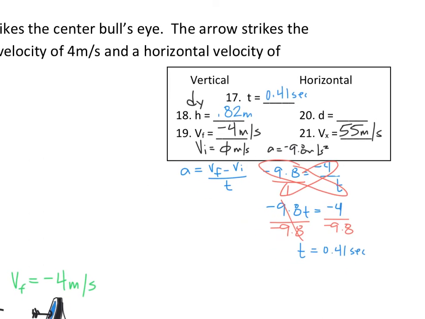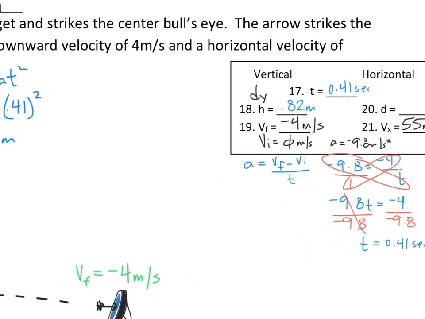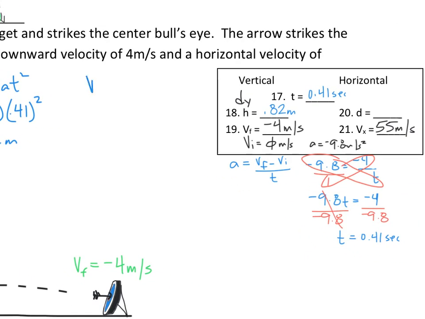So the last thing I need to solve for is the horizontal distance. This is also known as dx. Okay, so there's only one equation that I can use to solve for any of these horizontal components, and it's Vx equals dx divided by t. I have horizontal velocity, I have time, I can solve for d. So Vx equals dx divided by t, where my horizontal velocity is 55. My horizontal distance is unknown, and my time is 0.41.